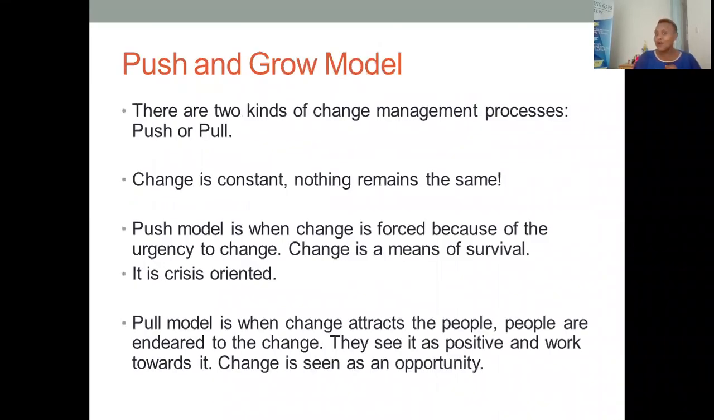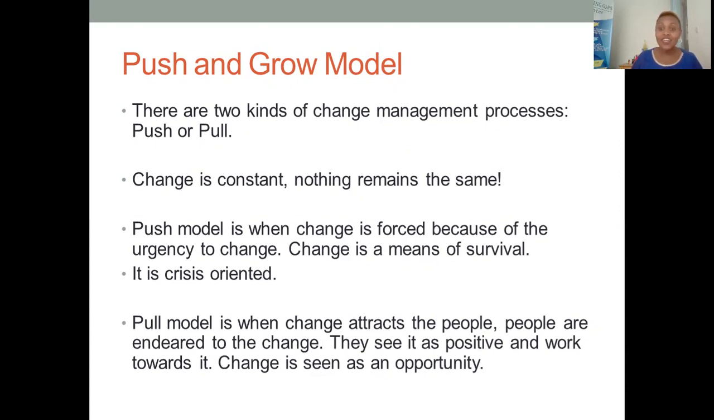The push and pull model. Now, there are two kinds of change management processes. Change can either be pushed down, or it can be pulled, where people are attracted to the change and they actually embrace it. One thing we all need to understand is that change is constant and nothing remains the same.